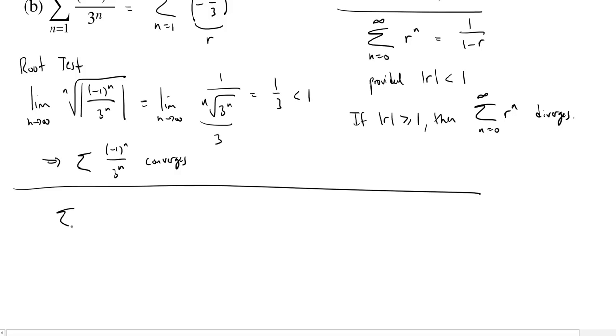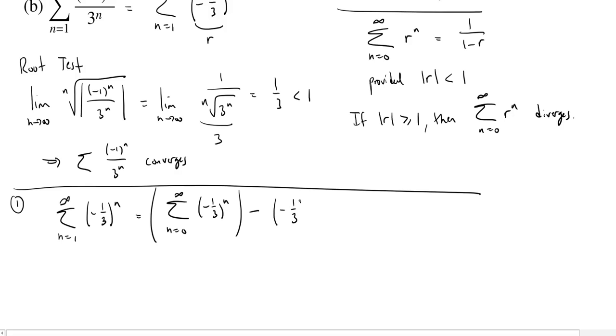So let me show you two different ways that we could attack the problem from here. So one way, so here we have the sum of negative 1/3 to the n starting at 1, is we could say this is the same thing as if you started at 0 and then you got rid of the 0 term. So if I get rid of the 0 term, well, that means I'm getting rid of negative 1/3 to the 0 power. Okay, this is my n equals 0 term.